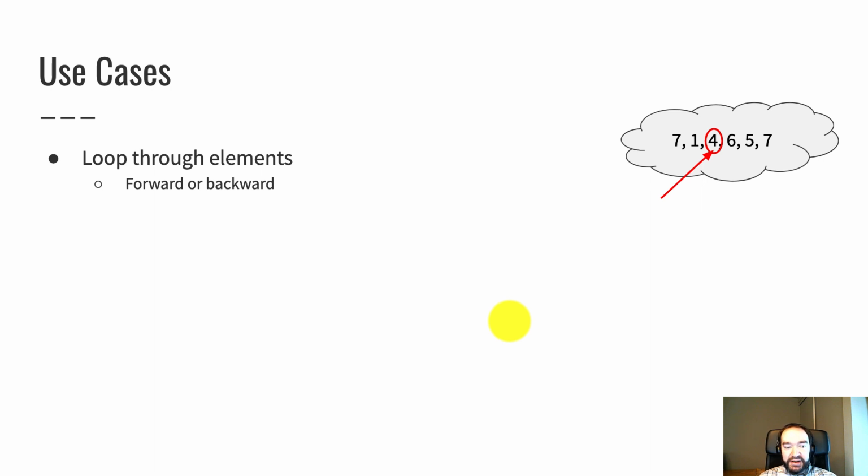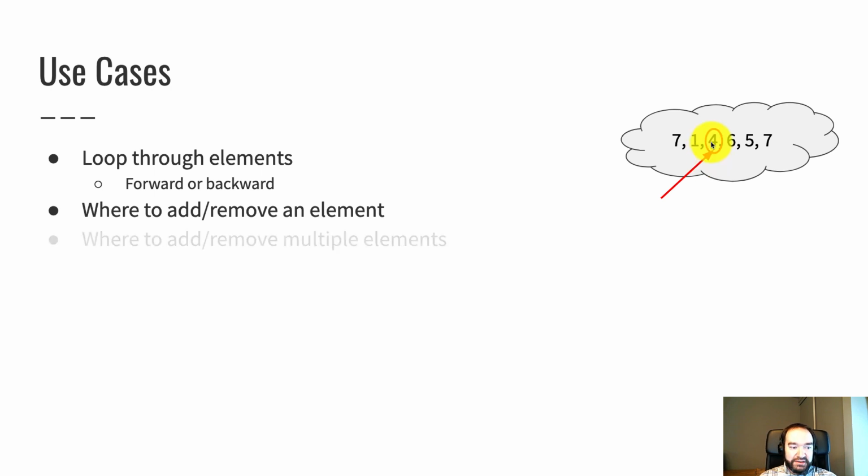It's easy to iterate backward through a doubly linked list or an array, so we don't want to lose that freedom. We want to be able to represent where to add or remove an element. Let's say I want to remove that 4. An iterator could represent the location of where the 4 is, and then that would be a way I could say remove the element at this location. We could also say add an element at that location.